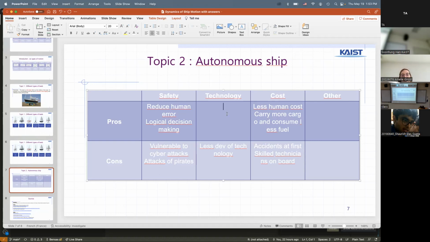For the technology, one of the pros is that you actually have a much simpler design of the ship, because you need less accommodation for all the crew. So you can have a lot of space enabled for developing other things. And for the cost, you had pretty much everything, except that developing new technology always costs more. So it's a cost to add to the autonomous ship.